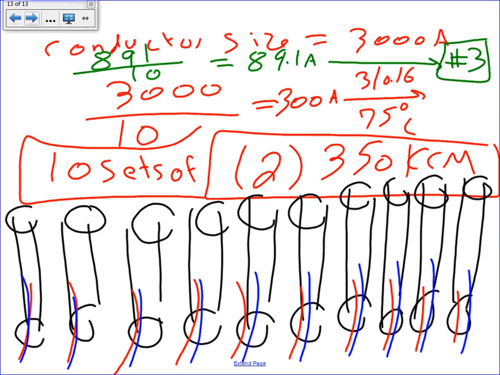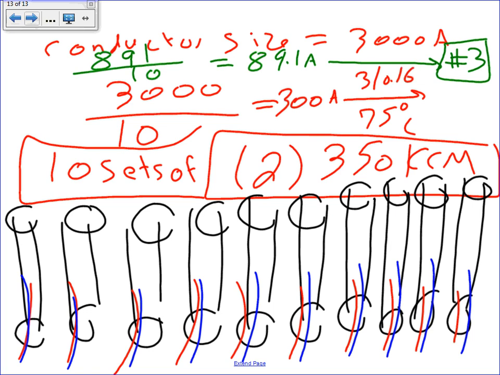The rule of paralleling: the code says when you parallel conductors, they have to be the same size, the same insulation, the same conduit, the same length, and the same termination. And you cannot parallel less than number 1 aught. Did you guys see that? Because we are paralleling, I cannot parallel less than number 1 aught. Is 3 less than number 1 aught?